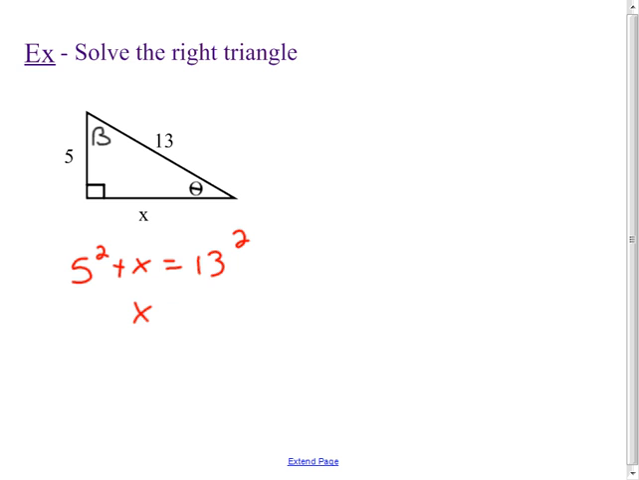169, 25, subtract 25, square root. X therefore equals 12. This is another one of those special known triangles. It's called a 5, 12, 13 triangle. So I have my 3 sides now. The last thing I have to do is find my angles. So to find my angles, this is where we have to use SOHCAHTOA.